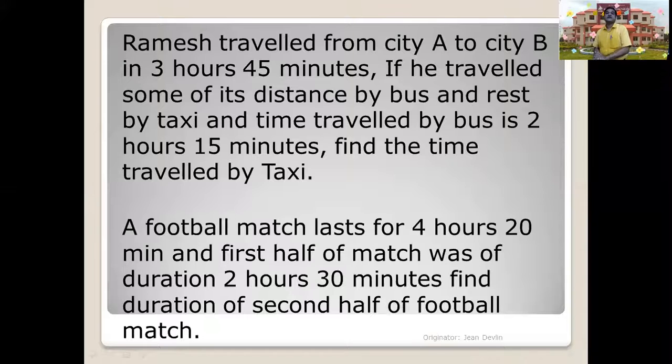Ramesh traveled from city A to city B in 3 hours 45 minutes. If he traveled some of its distance by bus and the rest by taxi, and if the time traveled by the bus is 2 hours and 15 minutes, find the time traveled by the taxi. Here actually we have to subtract the time, total time of travel, and from that we have to subtract the time traveled by the bus. So we'll get the time traveled by taxi.